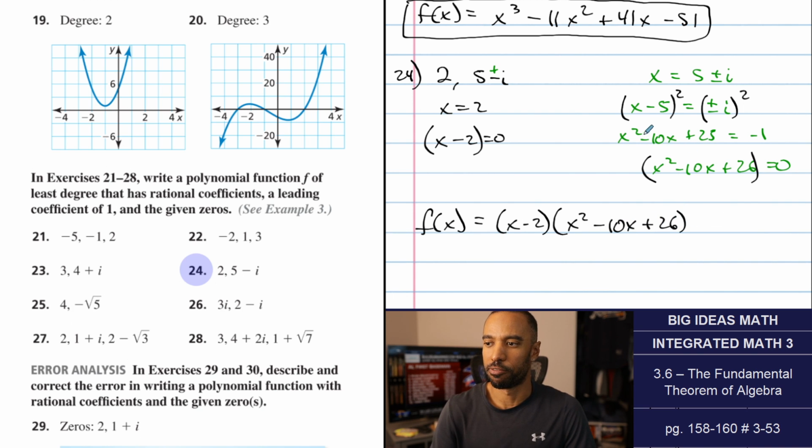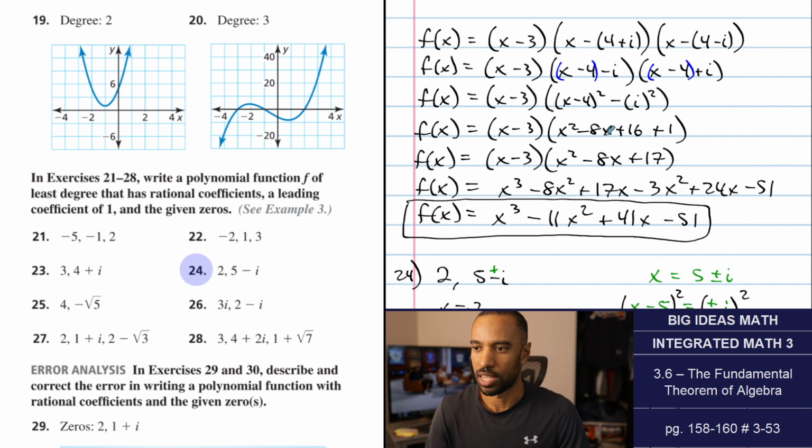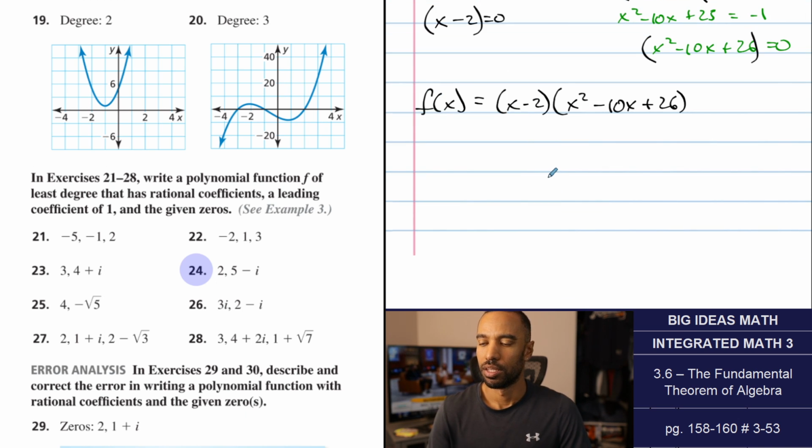So it's up to you and what you prefer. I personally prefer this method. I think it's less writing overall, because now we're at this stage here. I don't know. It's about the same.